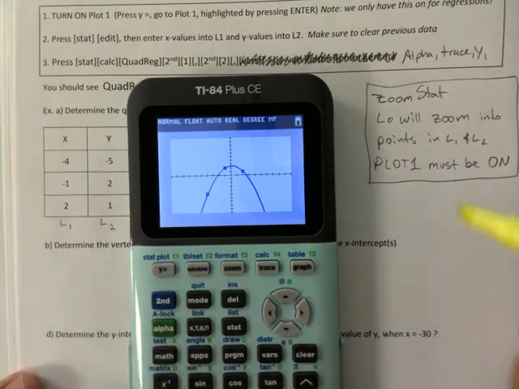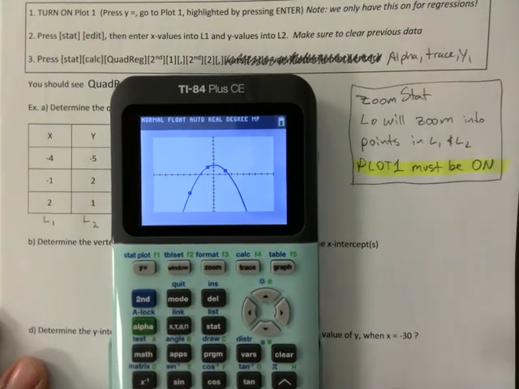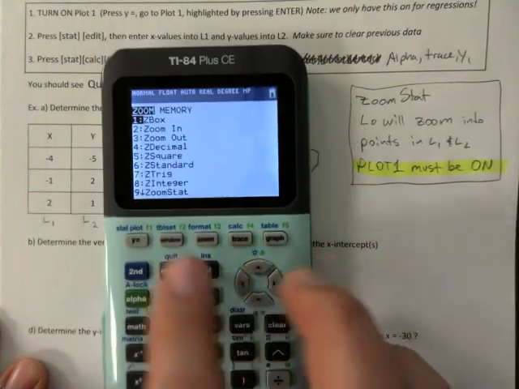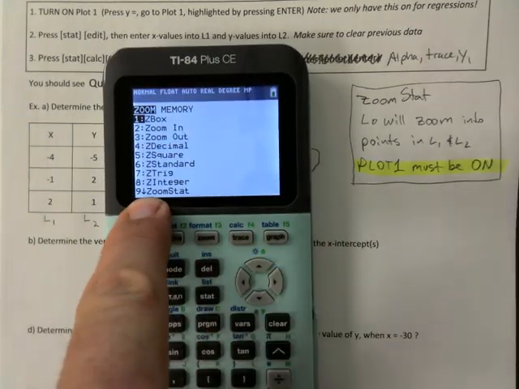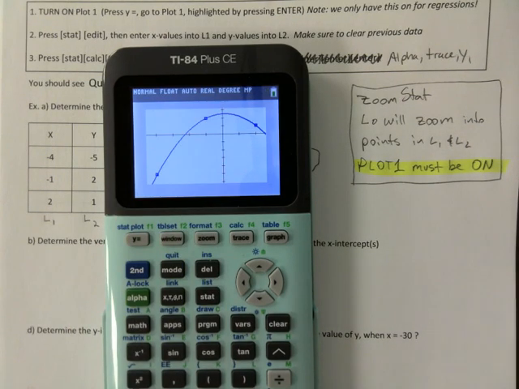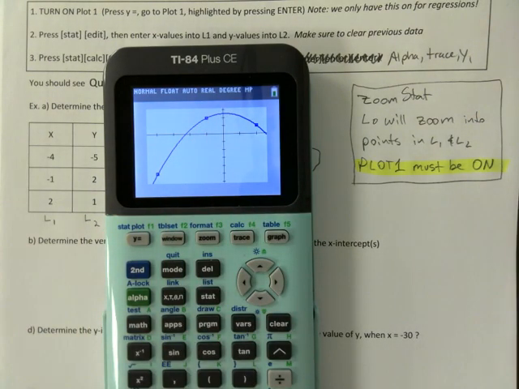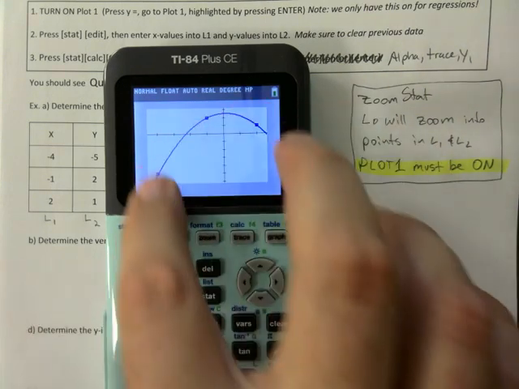If you don't have plot 1 turned on, this will not work. Okay, so let's go to zoom, and zoom stat is that 9th option way at the bottom of the zoom menu. When you press zoom, it's there. So let's press 9, and it actually tries to fit all the points that you've entered into the screen, right?